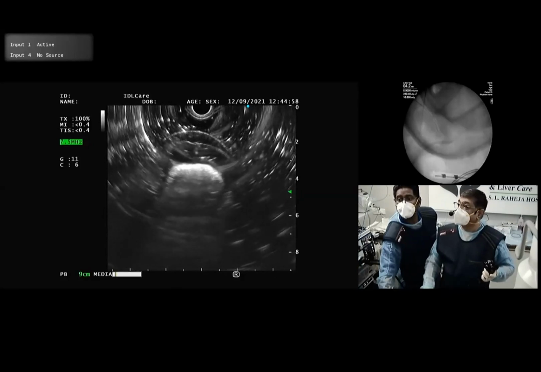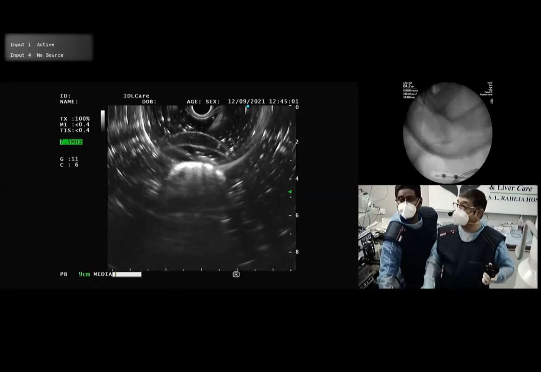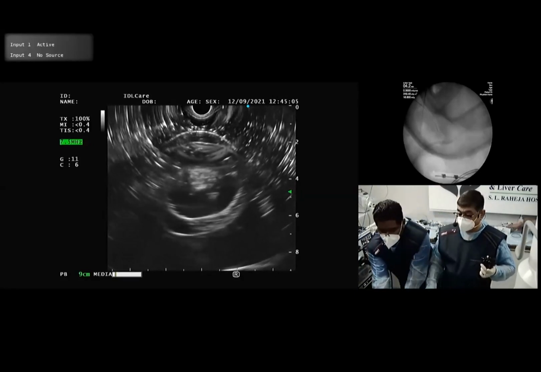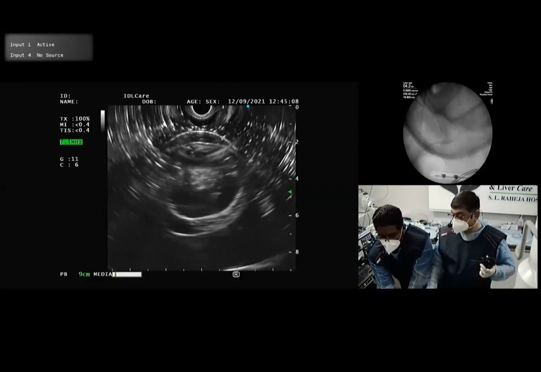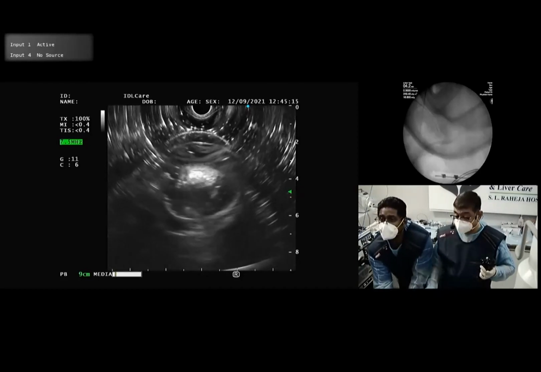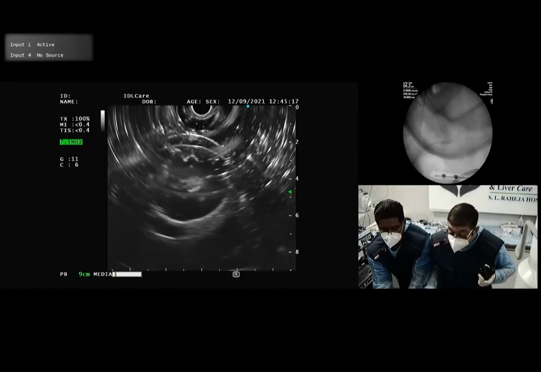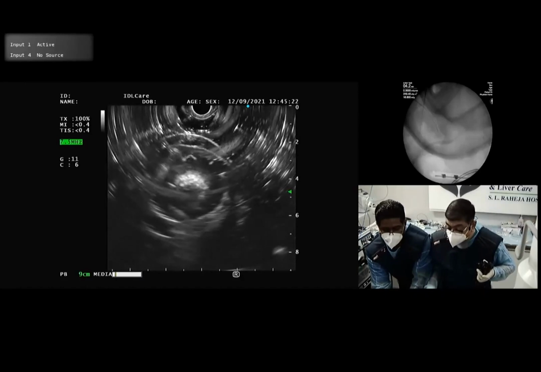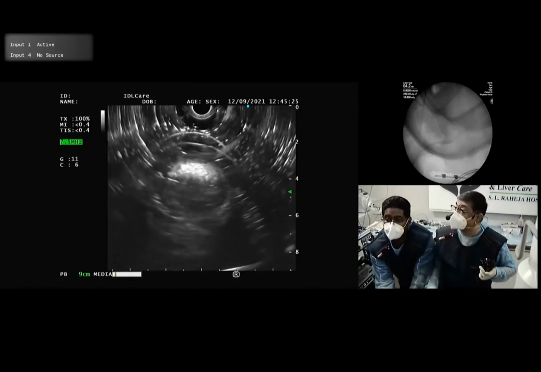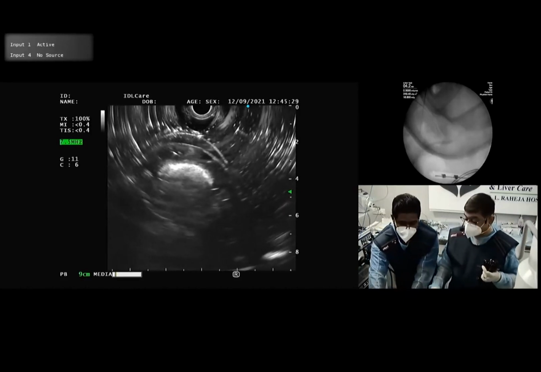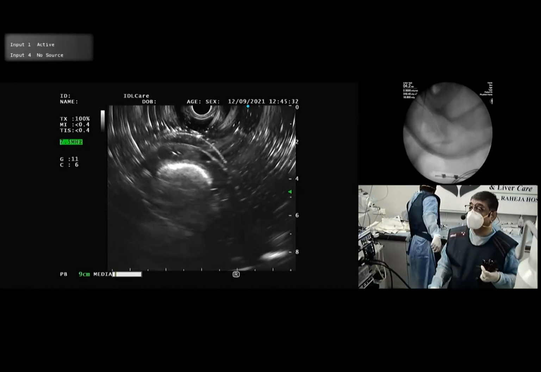Pouring, but nothing is coming. It is blocked. Your tube is not working. Is it working? Pour more. Yes, now it is coming. Pour. Can you see the water coming into the duodenum? Pour more. Another 2 minutes and I'll stop.